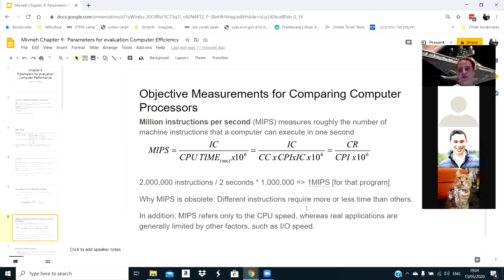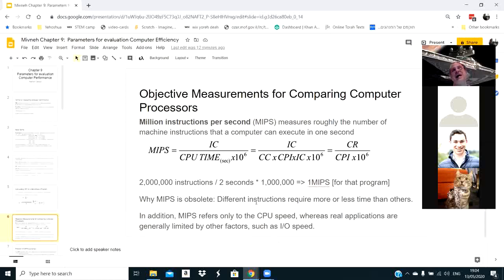Why is MIPS obsolete? The answer, I'm going to give you an example of this, but in words, the answer is that different instructions require more or less time than others. In other words, this is just telling me how many instructions it can do. But maybe I've got a computer that does this program. My computer Nebuchadnezzar only does 2 instructions a minute. But those 2 instructions, it's able to compute the world. So simply saying that my computer does fewer instructions than your computer doesn't prove anything.